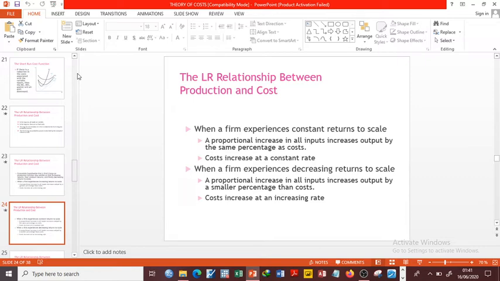So also important to know is that increasing returns to scale, because it's a very good position for a farm, is also known as economies of scale, and we are going to look at the details of what we mean by economies of scale. And then decreasing returns to scale is also referred to as diseconomies of scale.